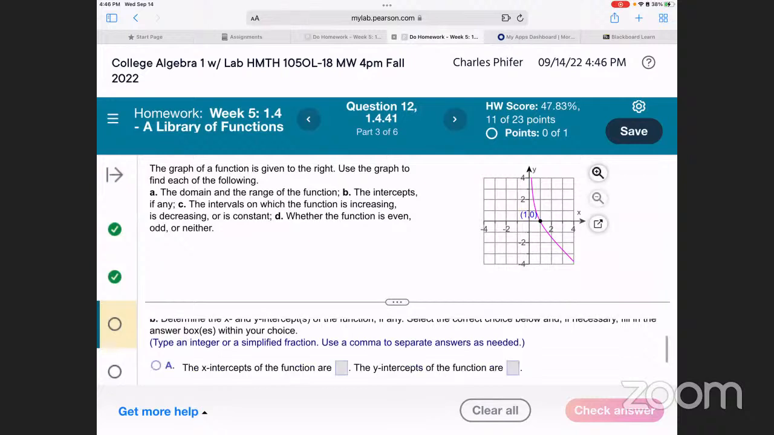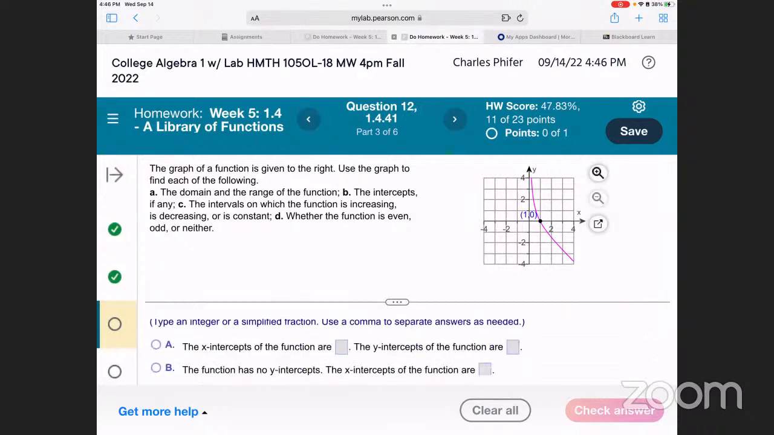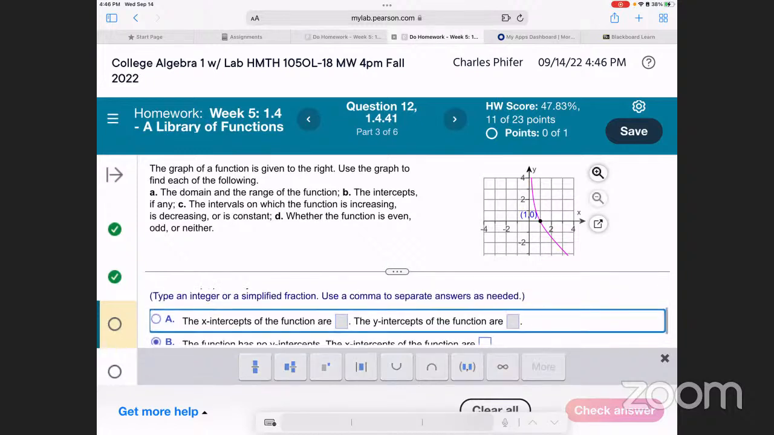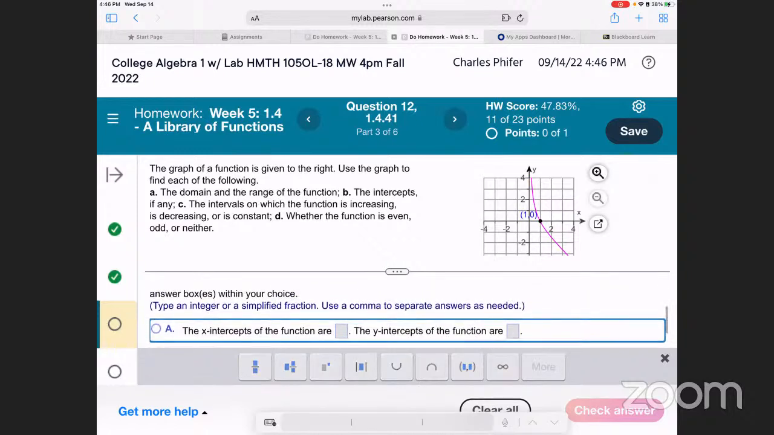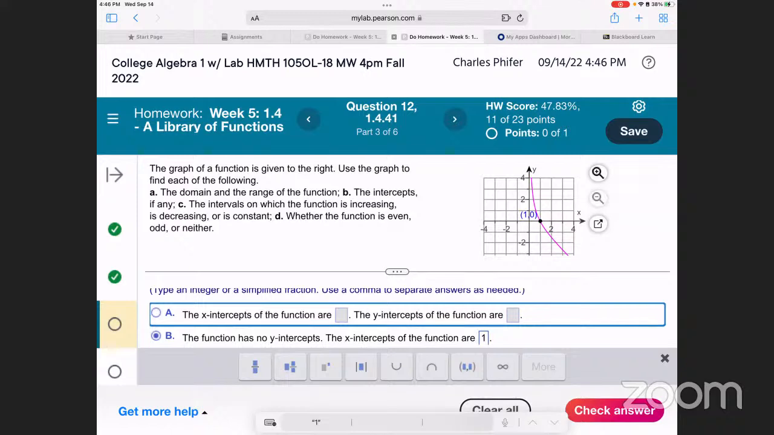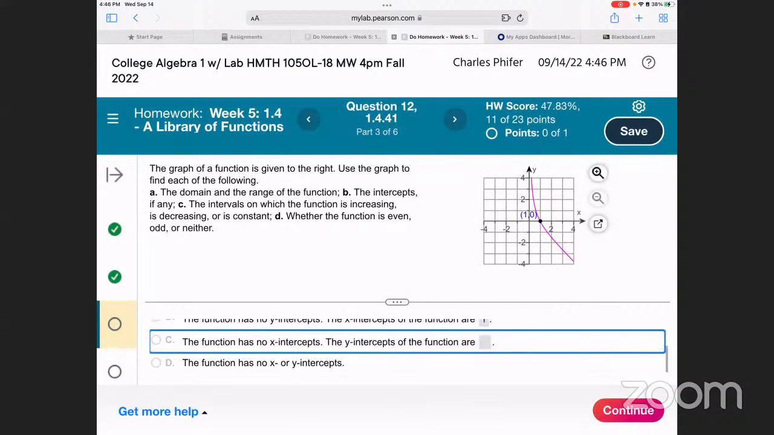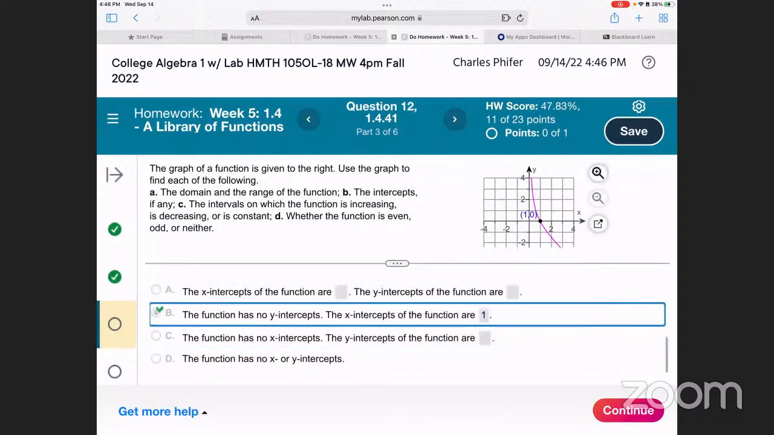Okay. So the x-intercept, they gave it to us. You can see it. It says it's 1.0. And I think there's no y-intercept because it does not cross the y-axis. That's the property of logs. So we're going to go here and we're going to put, okay, I'm just going to put 1. Okay. I'll continue.